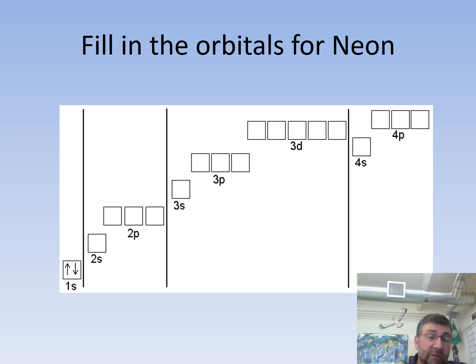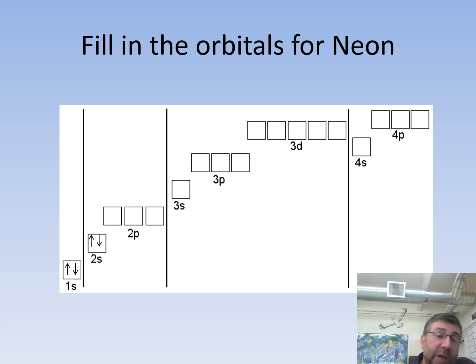The Aufbau principle then says let's jump up to 2s. Put in our first arrow. We can't jump up to the 2p yet, so we're going to have to pair up the 2s. Pauli exclusion principle says put in the arrow down.